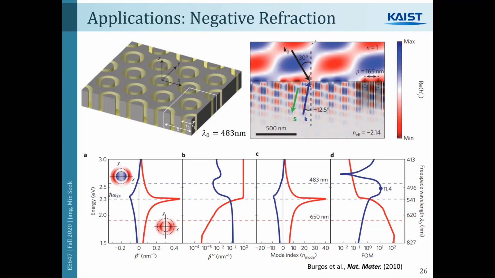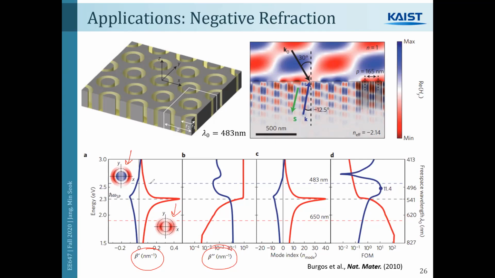Okay, so Jihyun asked, what do the blue and red curves mean in the figure? The blue and red curves mean the dispersion relations of two different modes. So the blue curve corresponds to this mode, and the red curve corresponds to that mode. Okay, and this is the real part of beta, and this is the imaginary part of beta. Beta means propagation constant.